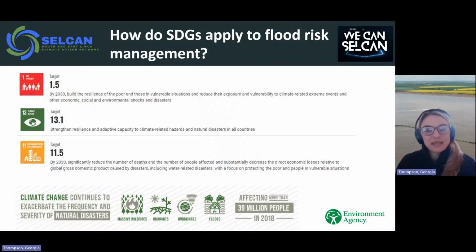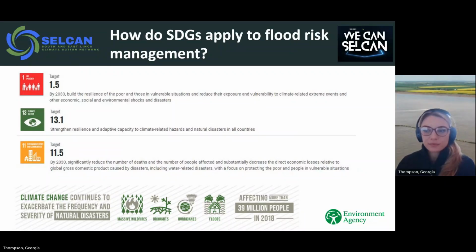So how do the SDGs apply to flood risk management? There are some direct ways, such as 1.5, which is by 2030, build the resilience of the poor and those in vulnerable situations and reduce their exposure and vulnerability to climate-related extreme events and other economic, social and environmental shocks and disasters. 13.1, which is around strengthening resilience and adaptive capacity to climate change. And 11.5, which is by 2030, significantly reduce the number of deaths and the number of people affected and substantially decrease direct economic losses produced by natural disasters.